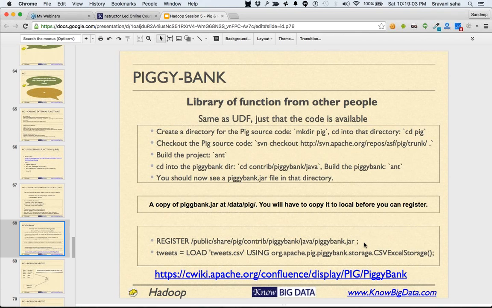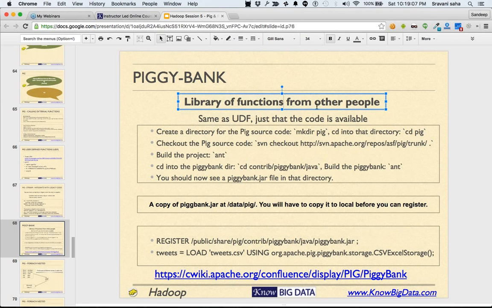And what is a piggy bank? It's a library of functions from other people. It's an open source library of functions. These are the functions which people keep on contributing. All you need to do is download this.